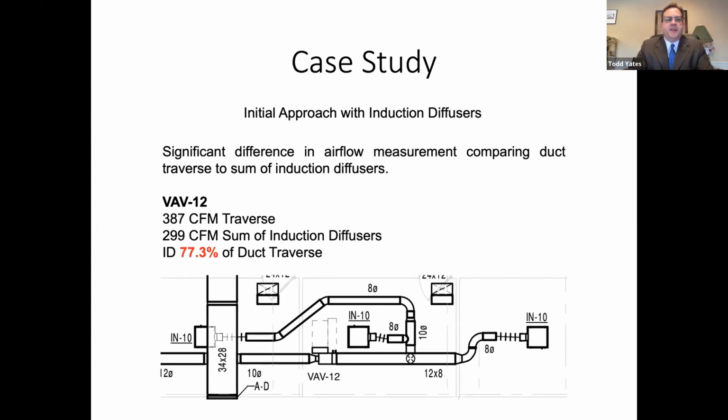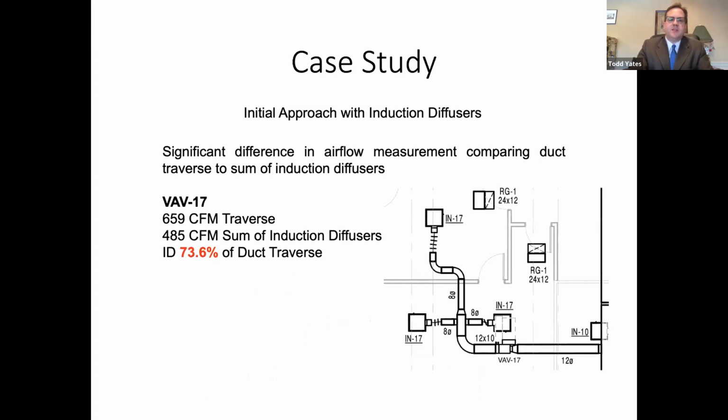So let's look at what happened. We had a significant airflow difference compared to the duct traverse. And this is just one of the VAVs. It had 3 induction diffusers. We traversed 387 CFM, but the sum of our induction diffusers, using the prescribed method of the pressure drop and calculating that using their submittal, we came up with 299 CFM. So the induction diffuser total was 77% of the duct traverse. So that was a little concerning.